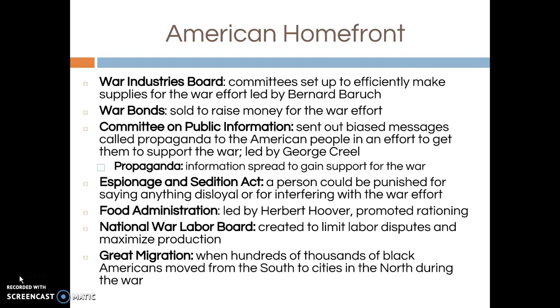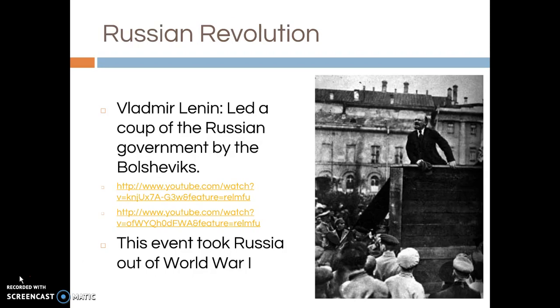The home front looks almost identical in some ways to what we had for World War II. We have a War Industries Board, a committee that sets up efficient production and controls things. We sell war bonds. The Committee on Public Information controls propaganda. The Espionage and Sedition Act means that if you said anything disloyal, you could be punished for that. We're going to promote food rationing. We're going to have the National War Labor Board, which we talked about in World War II. We're going to have a migration of people from the South to the North to work in the factories. Very similar things. Make sure you take notes on those pieces. You're going to want to pause this and do that.